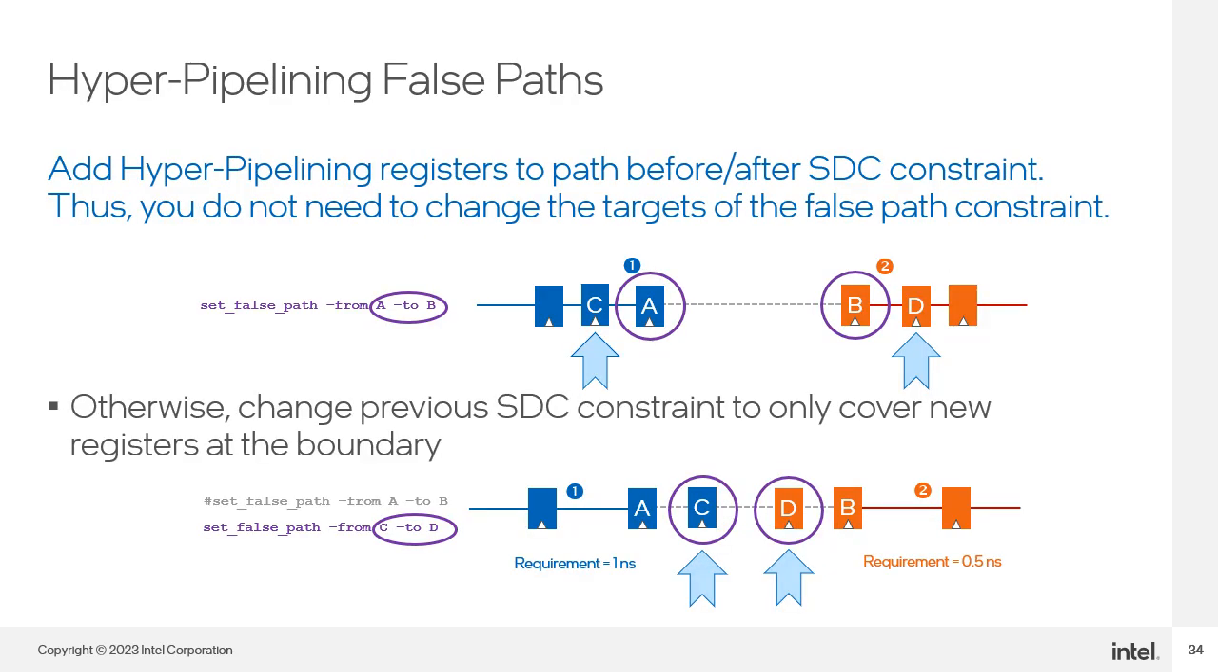domain. When performing hyperpipelining on a path that is constrained by a false path command, it is easiest to add the new registers on the outside of the constrained path. In the first example on this slide, that would be just before register A and/or just after register B. If you do add registers within the path constrained by the false path command, then you would have to modify the constraint to move it to the innermost registers, registers C and D in the second example. Otherwise, the new registers are inside the false path exception and the retiming would not be allowed.